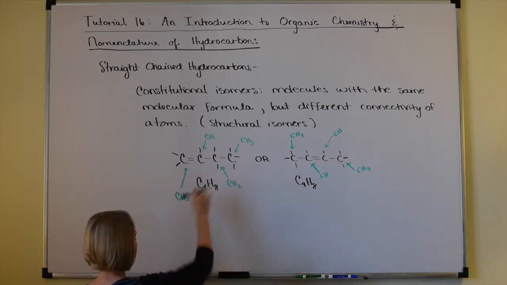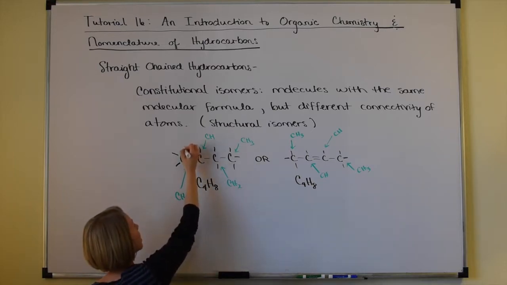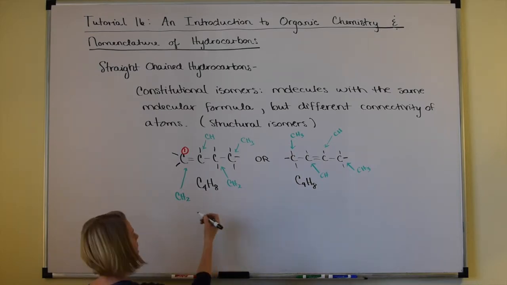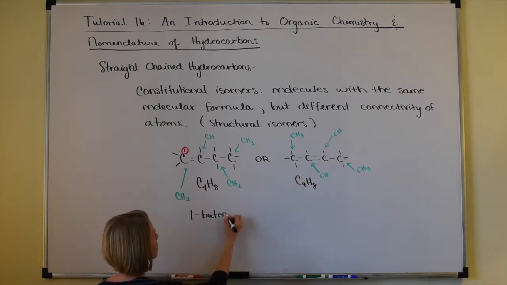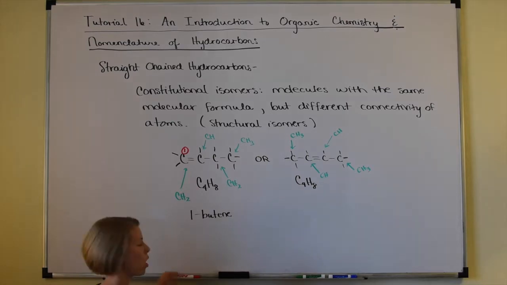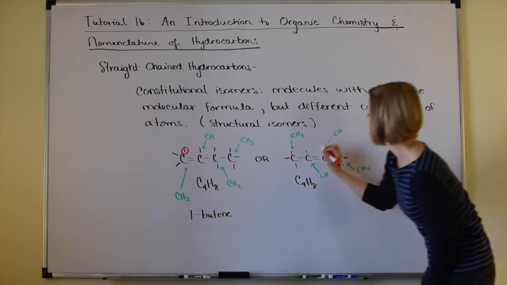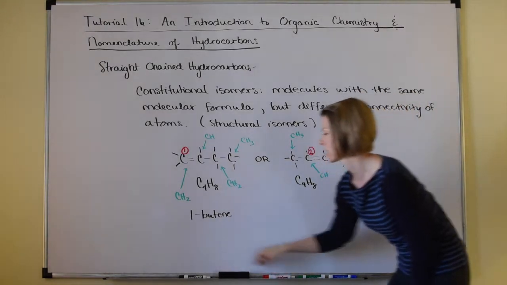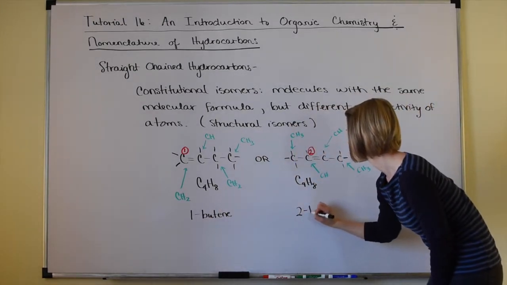Okay, so where is the double bond in this first molecule? Off of the first carbon. So we are going to call this not just butene, but 1-butene. Okay, over here, where is the double bond? It starts at the second carbon. Okay, so we're going to call this 2-butene.